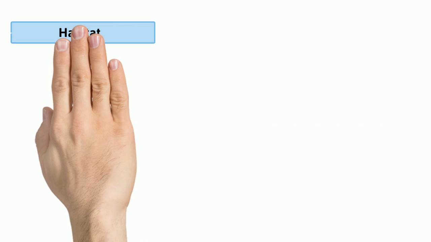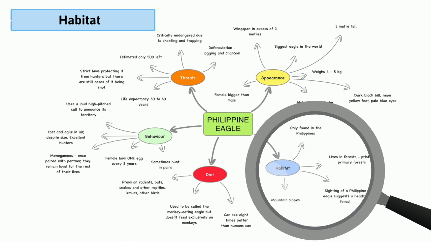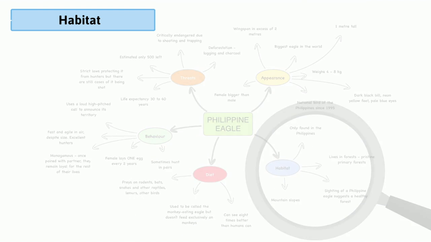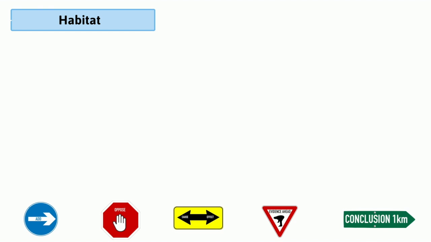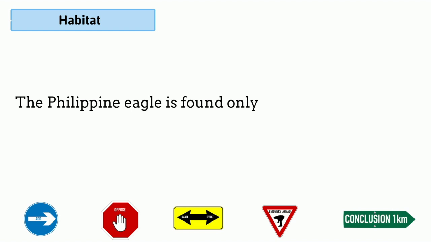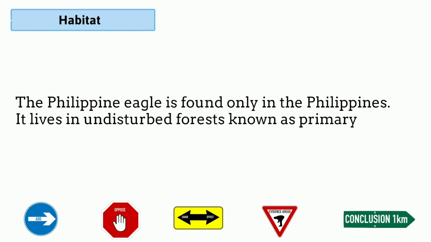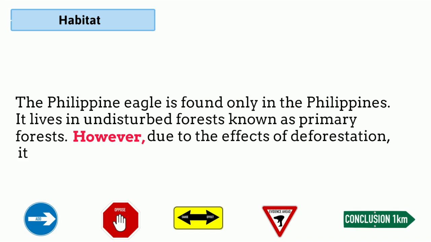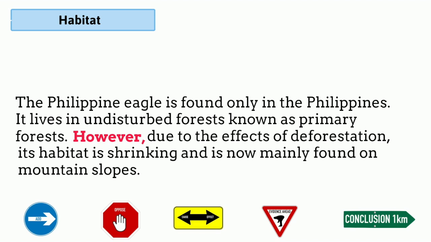Now to the habitat section. Let's look at our mind map again. What did I find out about where the Philippine eagle lives? Once again, we'll use our sentence connectors to signpost to our readers the direction our writing is going. The Philippine eagle is found only in the Philippines. It lives in undisturbed forests, known as primary forests. Here comes the opposition connector. However, due to the effects of deforestation, its habitat is shrinking and is now mainly found on mountain slopes.